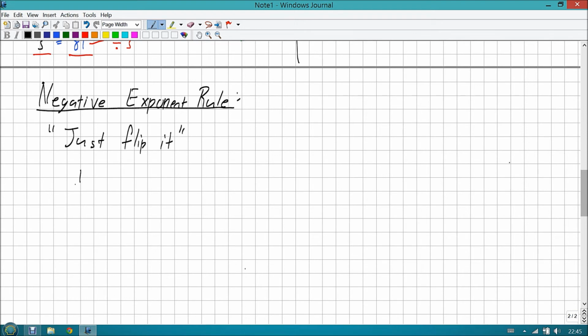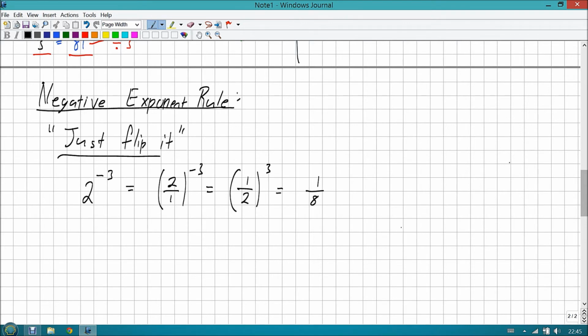So if we're looking at something like 2 raised to the negative third, you just flip it. This is really 2 over 1 raised to the negative third. Well, we just flip it and turn it positive. It becomes 1/2 raised to the third power, which we both know is 1 over 8. So you just flip it. To get rid of the negative exponent, flip the fraction.